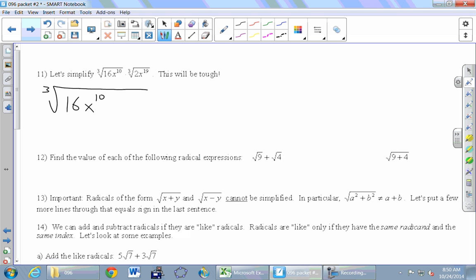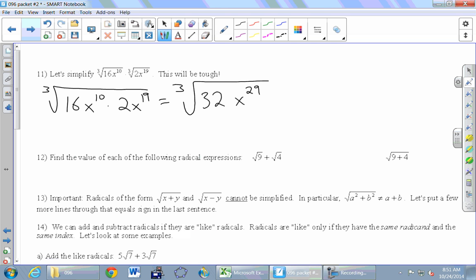16x to the 10 times 2x to the 19. Everybody see that's the property that we just observed? You have two radicals multiplied together. You could smush them together and make one radical. And now we're going to combine all our stuff inside the radical. So we're going to mush together the 16 and the 2. So that's 32. What do I do with the x powers? I'm going to add those guys. So that's a 29. Okay, so far so good.